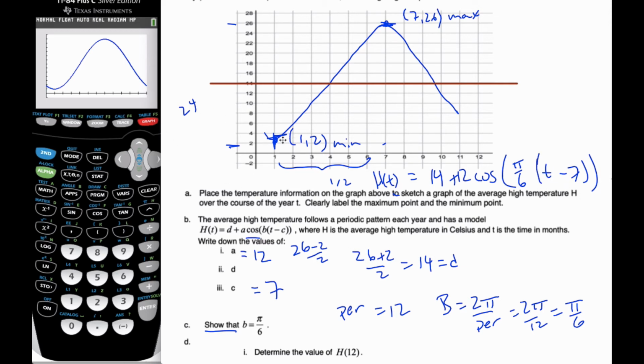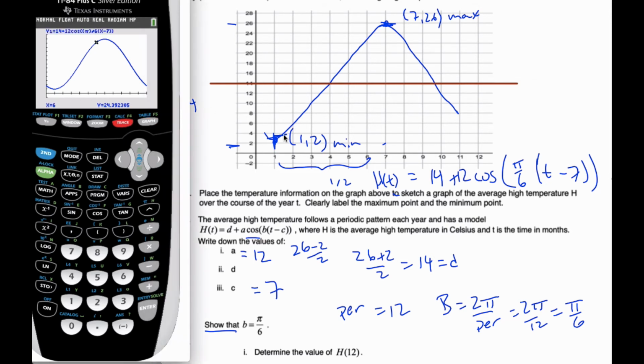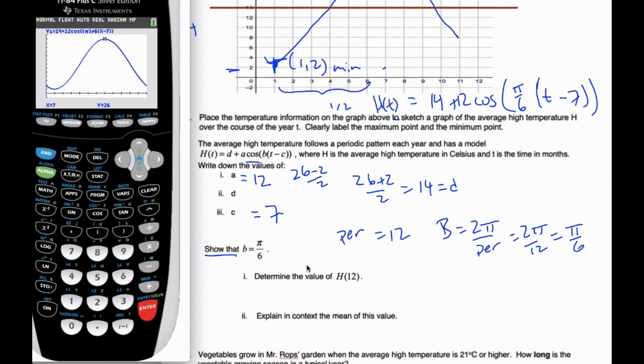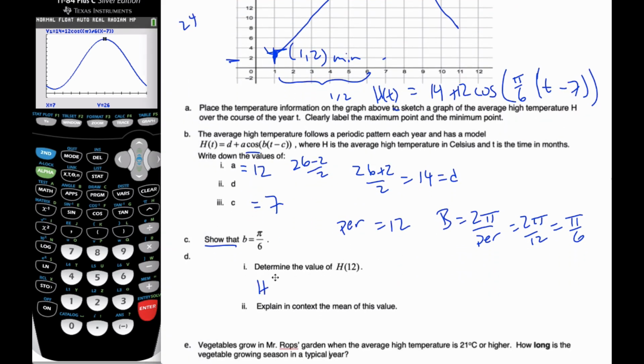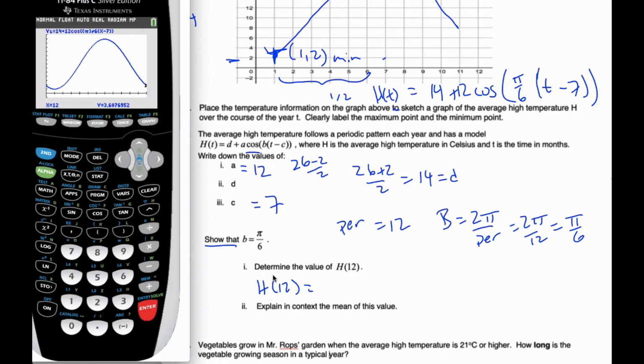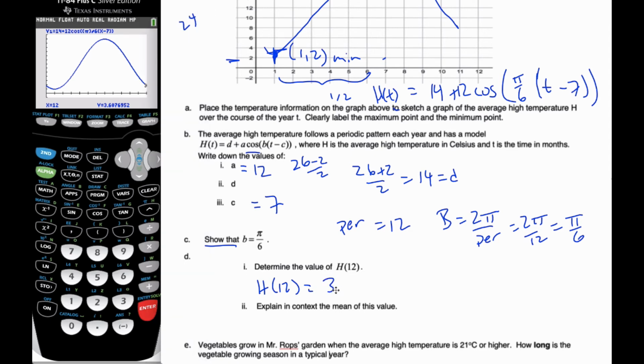And so the last final check I'll do is I'm going to trace. If I hit trace, I want to see that 1 gives me 2, and that 7 gives me 26. And that is indeed true. So now I'm ready to do h of 12. And so h of 12 is simply, I just plug this in here, I trace the value for 12, kaboom, and I get 3.61 to 3 significant figures, degrees Celsius. And so this is the average high temp in December, as December is the 12th month.